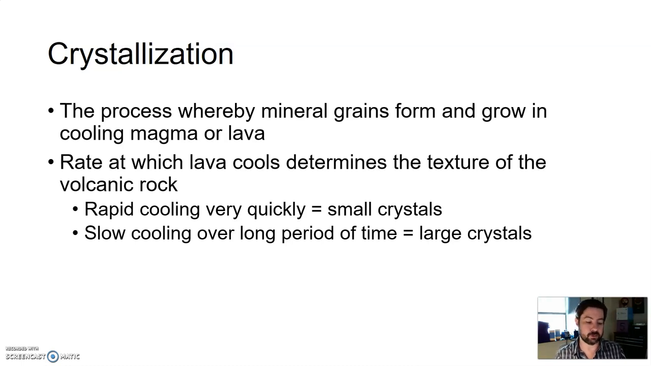Well, that helps us determine whether this igneous rock formed inside the earth, where that process would be very slow to cool, or whether this igneous rock formed at or near the surface, where it would cool very quickly. One way that we can do it is to look at the crystallization, big or small crystals. And that gets into the texture of rocks.